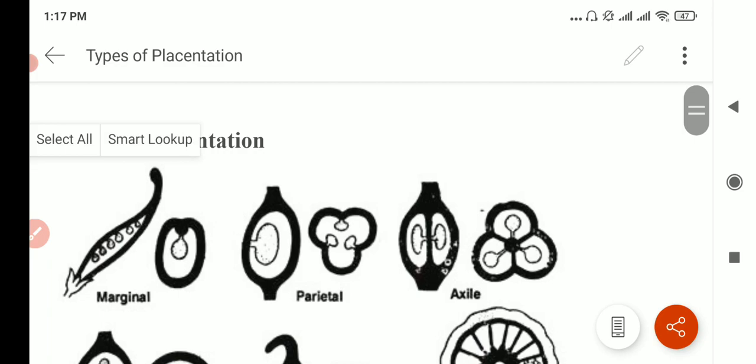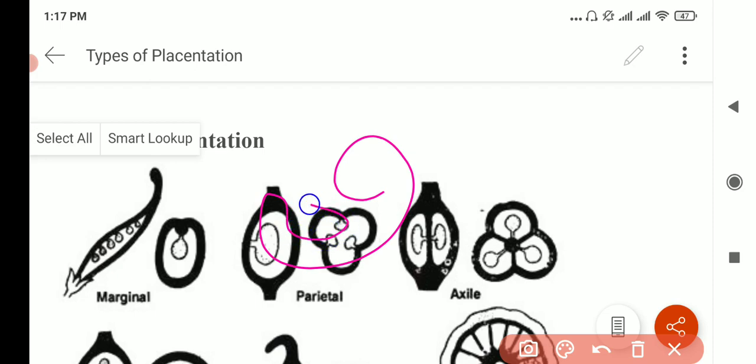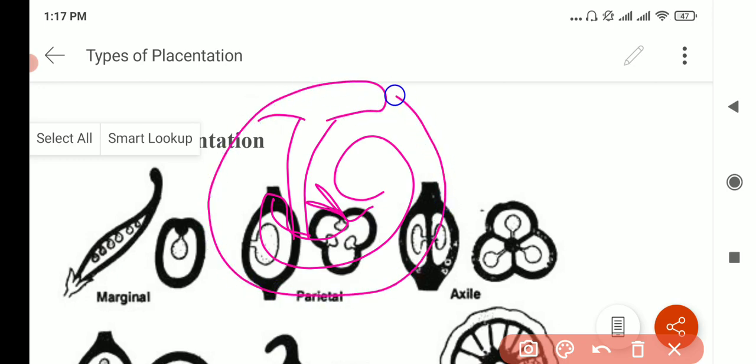What is placentation? Placentation is the way the ovule is attached to the ovary wall. Like the baby gets the nourishment from the mother through the placenta. If this is the baby in the womb, with small hands and feet, then it has a placenta, right, which connects with the mother's endometrium, her uterus wall.